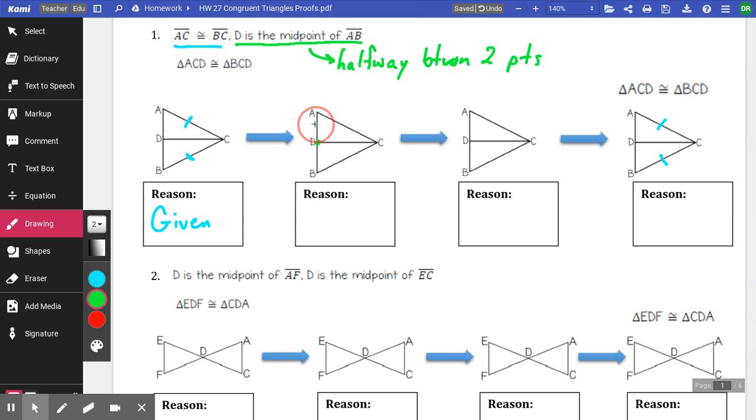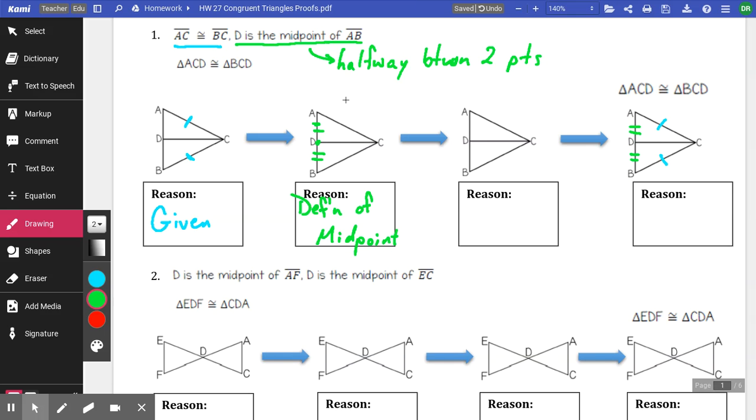And so now we should know that AD is the same length as DB. And the reason here isn't given, because in our given information, it didn't say that AD is congruent to DB. We knew that these two pieces were congruent because of this keyword midpoint. And so our reason is simply going to be definition of midpoint. And it's okay to abbreviate some words here, such as definition. And we'll mark that in our last diagram.